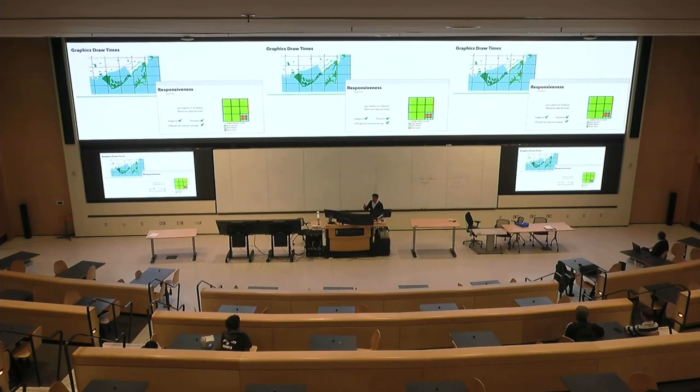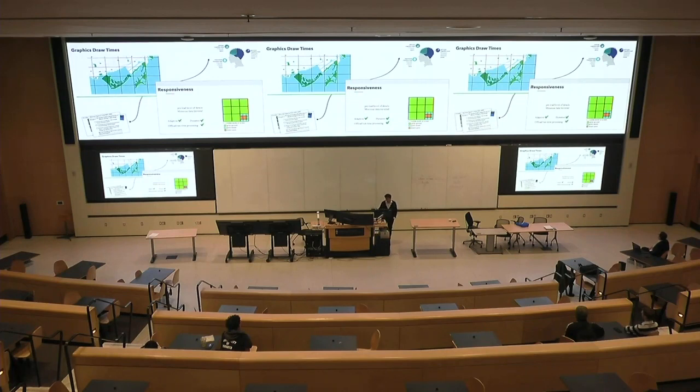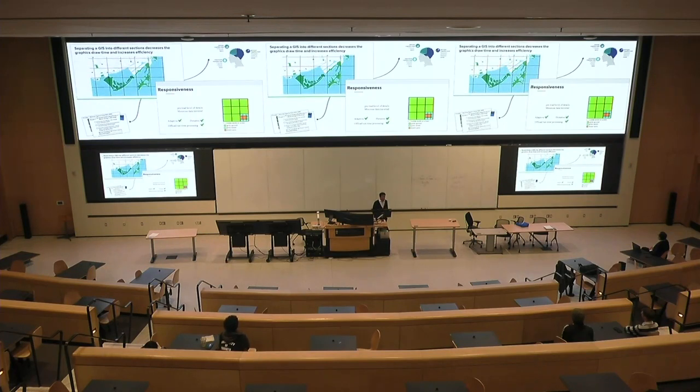And that was the idea of using that sentence assertion header to articulate that claim. So here we can see 2 slides, graphic draw times and responsiveness. What they might have looked like is something like this, right? Separating a GIS into different sections decreases the graphics draw time and increases efficiency. Again, I can look at that and very quickly process the message and the signal of that slide.